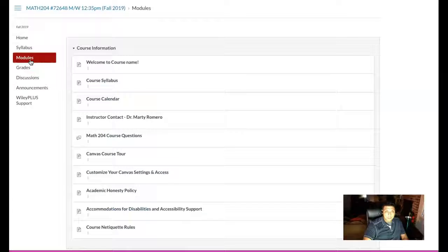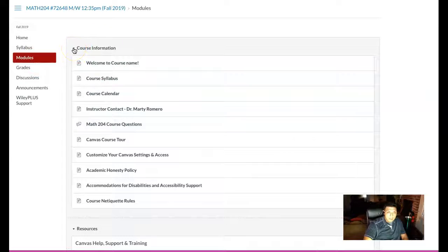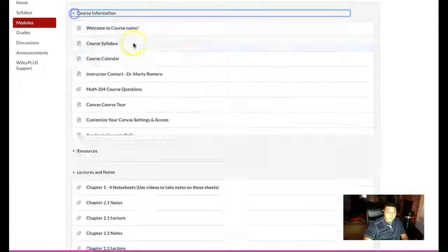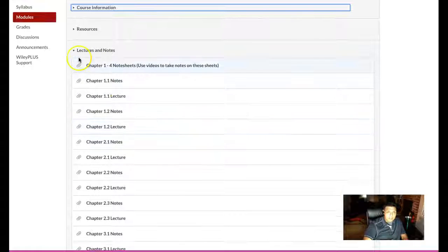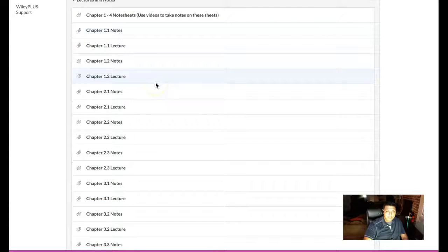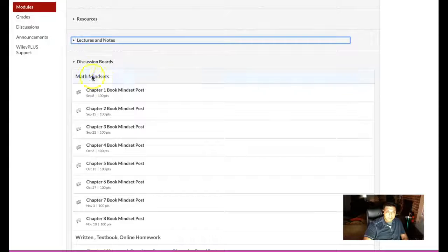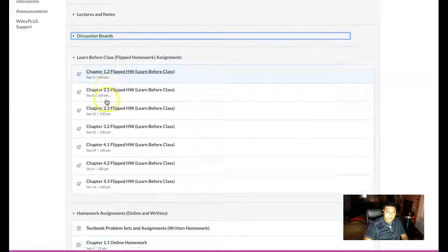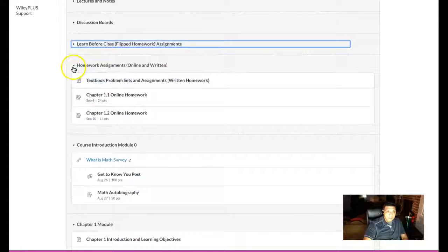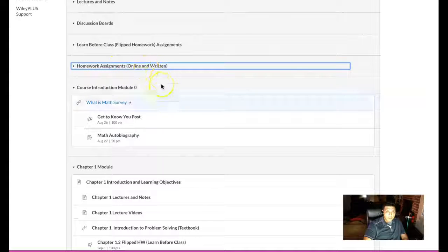You will also find them here in the modules. Once you go to the modules, you'll take a look at what we have here in addition to the course information that we're talking about. In addition to that, you have lectures and notes. I've posted note sheets and then PowerPoint lectures. I also included the note sheets all as one full document. This is what you're going to be using when you have those flipped homework assignments. You also have the discussion boards. Here are the flipped homework assignments for the first 4 chapters. And then the written homework and online homework will be posted here.